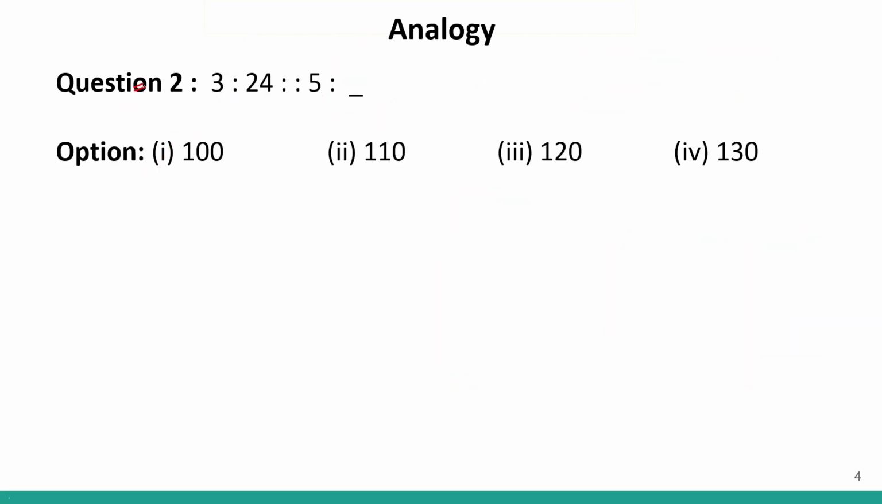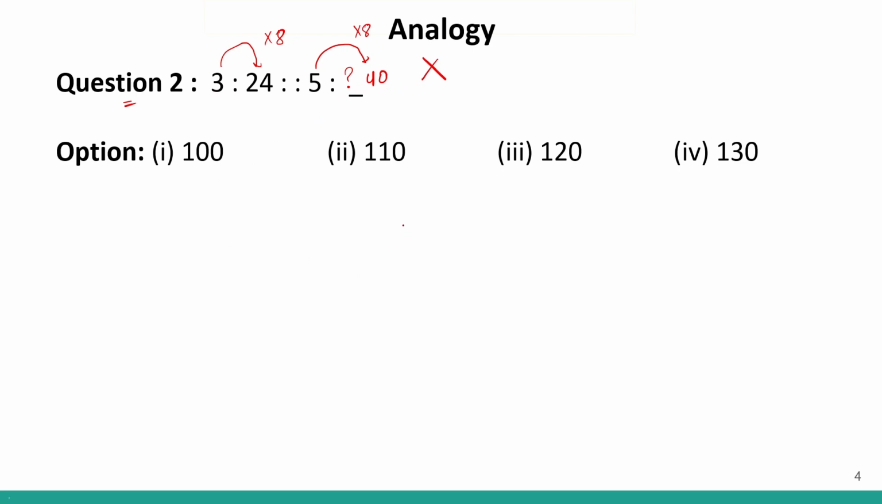Okay, question number 2. We have 3, 24 and 5, and we have to find the missing term. Now, if you find the relationship between 3 and 24, 3 into 8 gives me 24. So 5 into 8 will give me how much? 40. Do we have an option of 40? No. That means this logic is not being used. If we had an option of 40, we could tick it, but there is some other logic being used.